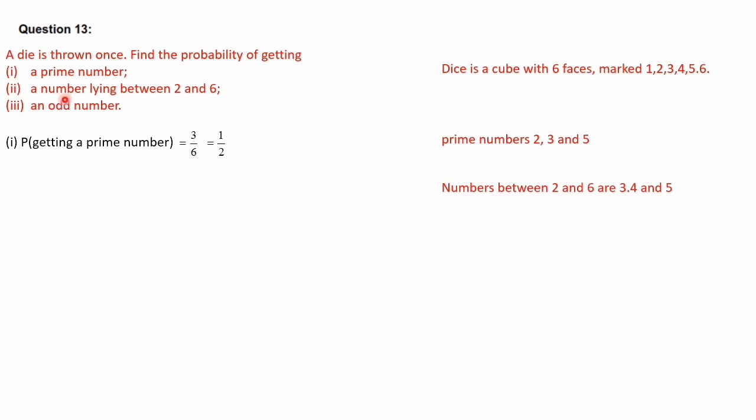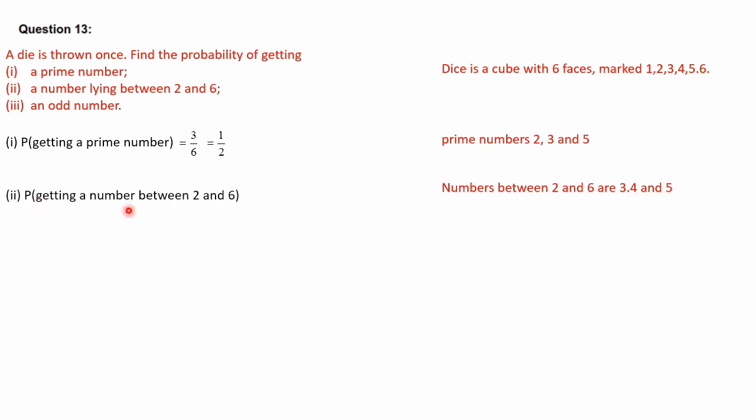Next one is a number lying between 2 and 6. Here these are our numbers 1 to 6. From 1 to 6 we are asked to find the probability of a number lying between 2 and 6. The numbers between 2 and 6 are 3, 4 and 5. So here also there are 3 numbers. So our favorable outcome is 3. Total outcomes remain the same, that is 6.